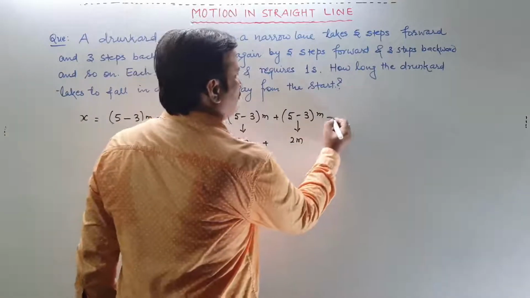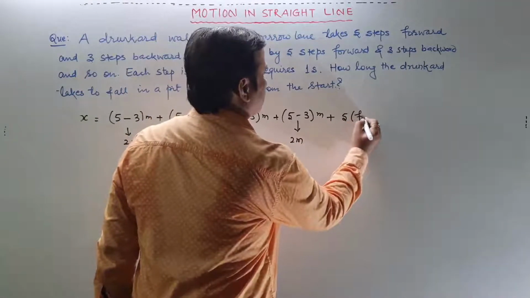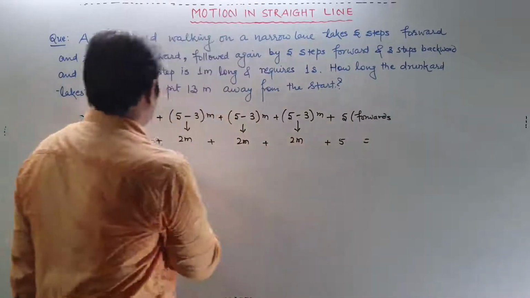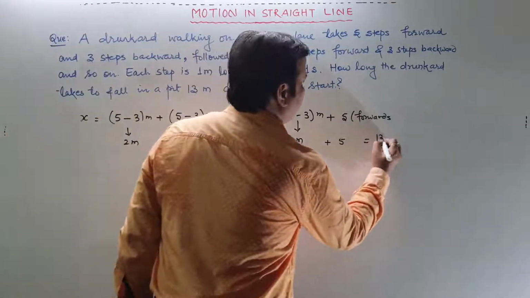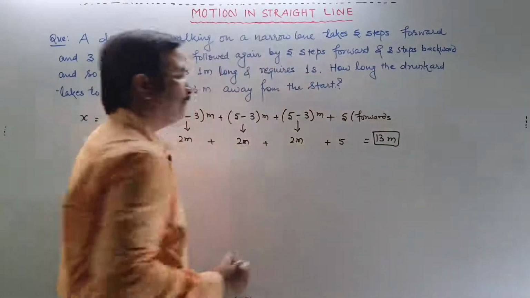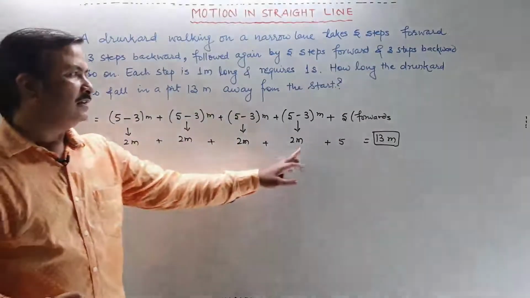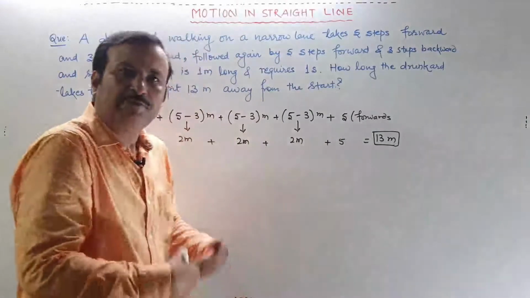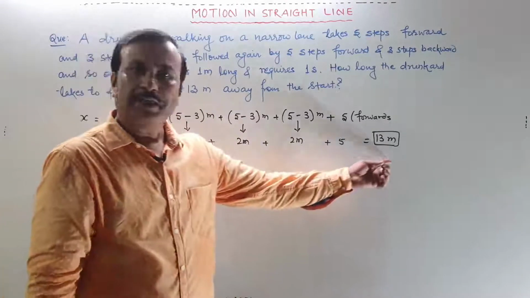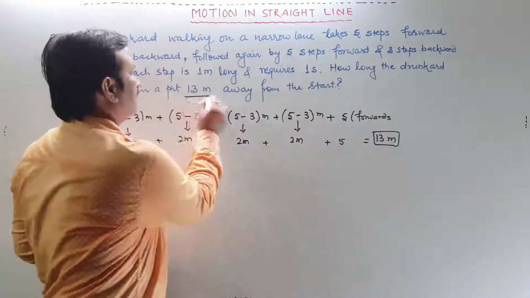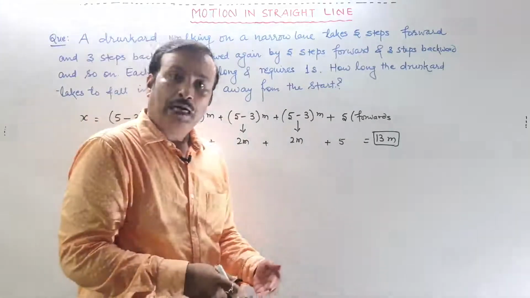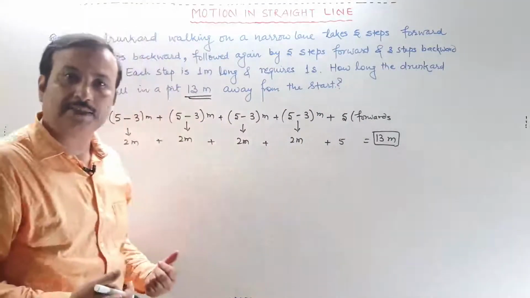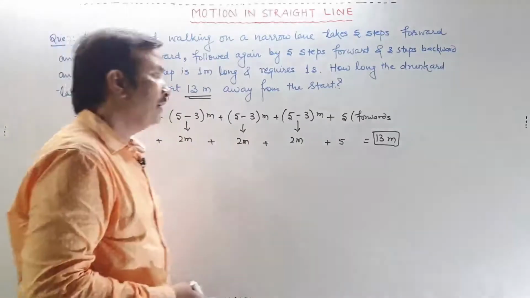8, plus 5 steps forward, plus 5 will give you how much? 8 plus 5 is 13 meters. That means he will fall in the pit after walking this much. As soon as he walks 5 steps forward, he falls into the pit, because the pit is at 13 meters. It is not that he comes 3 steps backward now, will he climb out of the pit and come back 3 steps?